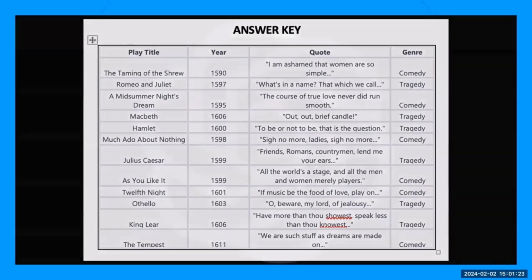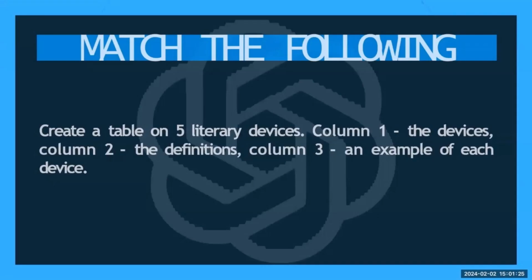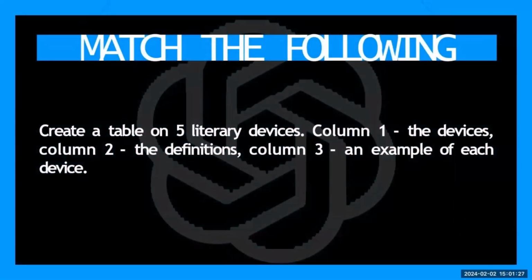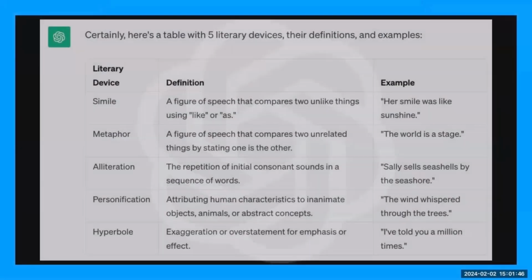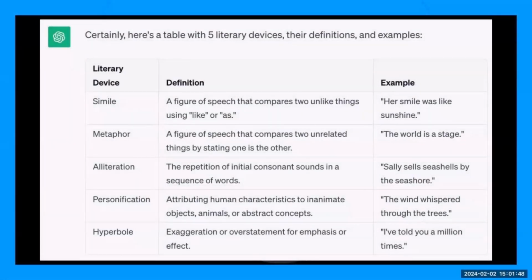Okay, so now let us go on to another activity, that is match the following. Here also I give a very specific prompt to ChatGPT. So I asked ChatGPT to create a table on 5 literary devices. Column 1, the devices. Column 2, the definitions of the devices. Column 3, an example of each device. Okay, so what ChatGPT has given me is this. Wonderful. So ChatGPT has given me everything.